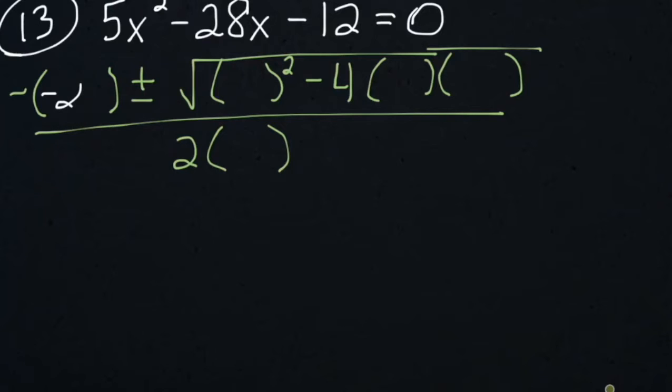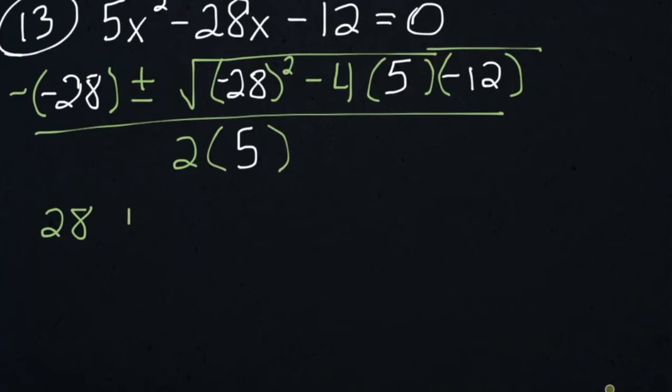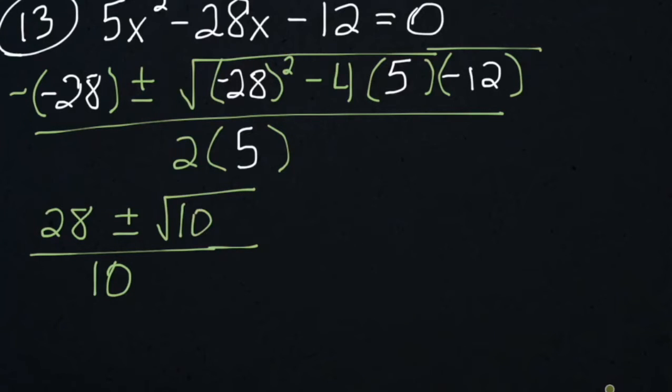B is negative 28. Please include the signs with the numbers. A is 5 and C is negative 12. Now we can simplify. Negative and a negative make a positive. So I have 28 plus or minus. The denominator is 2 times 5, which is 10. Now what goes under the radical? Well, 28 squared minus 4 times 5 times 12. That ends up being 1024. Double check it. Is it a perfect square? Yes, it is. That's awesome.